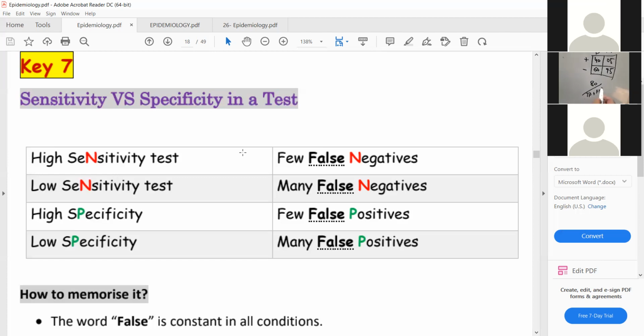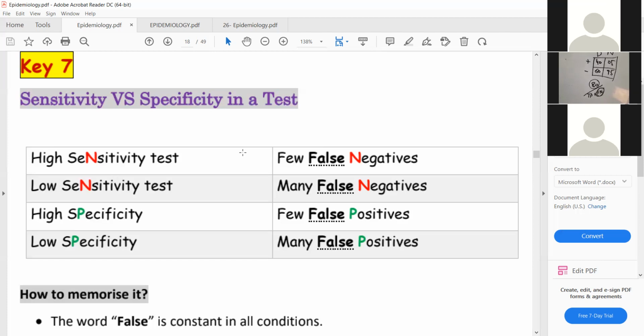False negative is in the denominator. So if the number of false negatives increases, then sensitivity will decrease. Is that right?